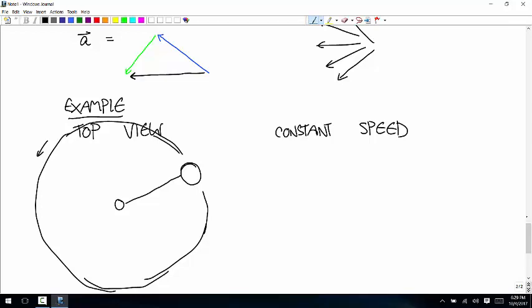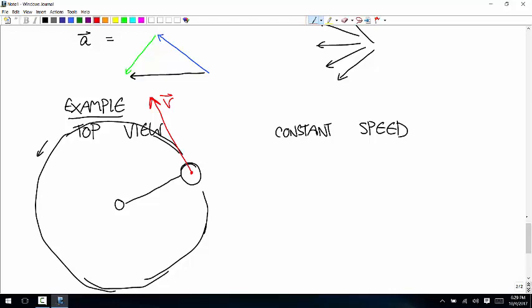So the first thing we have to do is draw the velocity vector tangent to the path. So that would be like this. Next, we have to draw the parallel part. Well, this isn't speeding up or slowing down, so there's no part of the acceleration that's parallel.